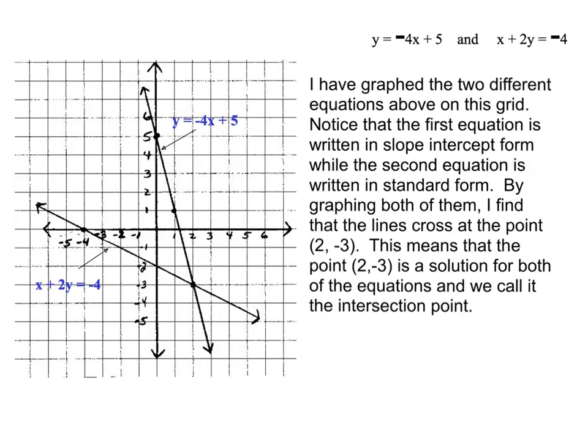Here's an example of two different equations that, when graphed, cross at a particular point. Notice that the first equation, y equals negative 4x plus 5, is written in slope-intercept form, while the second equation, x plus 2y equals negative 4, is written in standard form. By graphing both of them, I find that the lines cross at the point (2, -3), right here. This means that the point (2, -3) is a solution for both of the equations, and we call it the intersection point.